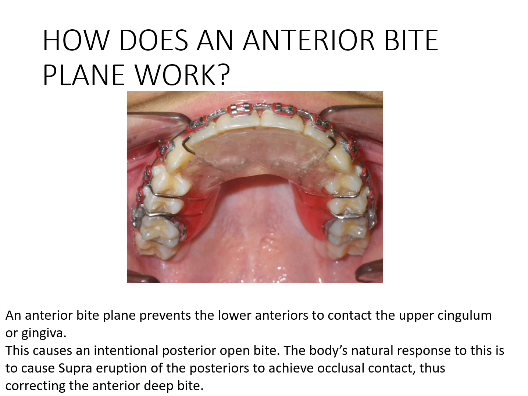Now, how does an anterior bite plane work? An anterior bite plane prevents the lower teeth from contacting the cingulum of your upper teeth or the gingiva, right? So this causes a posterior open bite. Naturally, the body tends to fill the space, so there can be supra eruption. A simple case would be, suppose you extract a lower first molar. When you extract it and leave it for a very long time, don't you think the upper molar will come and occupy that space? That means it will supra erupt. That same philosophy follows here.